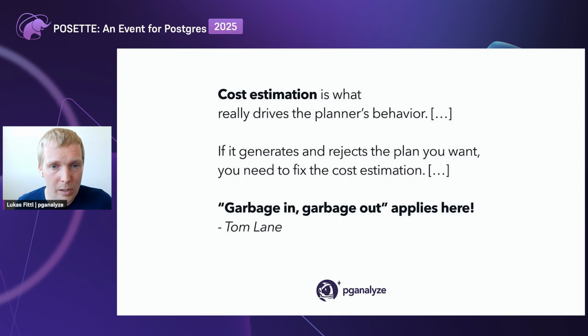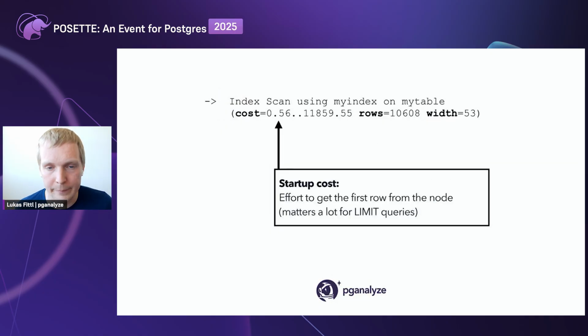So really, cost estimation is how the planner makes decisions. Ultimately, garbage in, garbage out applies here, as Tom said in a mailing list comment some time ago. So basically, if you put bad data into the query planner, as in bad statistics, you'll get a bad query plan.